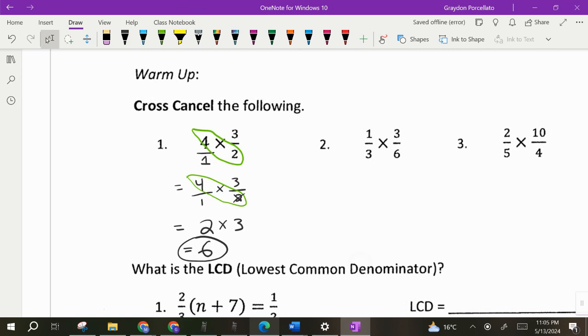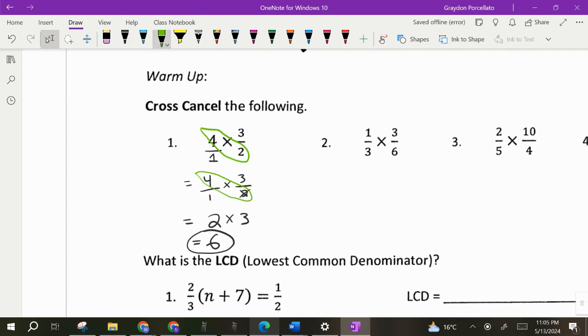So this is a little trick that you can do when multiplying fractions. Now remember, when you're multiplying fractions from earlier in the year, 4 over 1 times 3 over 2, we generally do top times top and bottom times bottom. So 4 times 3 is 12, and 1 times 2 is 2. And 12 divided by 2 is 6. So notice how we arrive at the same answer, but using a different strategy.